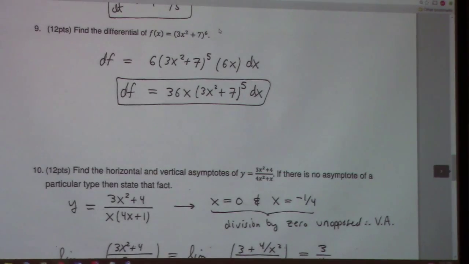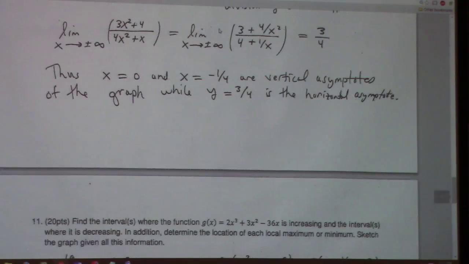Horizontal asymptotes, vertical asymptotes. Remember, vertical asymptotes come from where the function's not defined. There's division by 0. Horizontal asymptotes involve limits at plus or minus infinity, right? Horizontal asymptotes you can cross. Vertical asymptotes you cannot. Horizontal asymptotes you can cross all day long, but the vertical, the function's not defined at those points. Unless you're a mathematician and you draw in a dot just to be pathological. Okay.